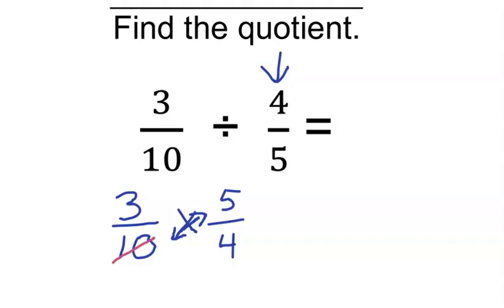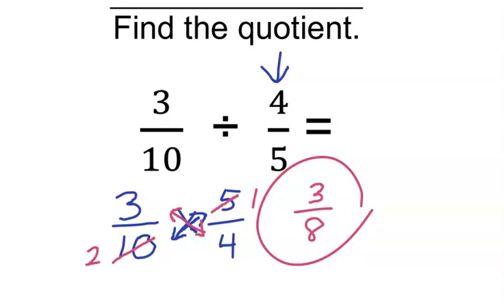5 goes into 10 twice. 5 goes into 5 once. All right, so we have that. Can we do anything with the 3 and the 4? No, we can't do anything that direction. So we just multiply across. 3 times 1 is 3. 2 times 4 is 8. 3/8. Can we simplify or reduce that in any other way? Nope, that's it. So if we're finding the quotient, we do keep, change, flip, and we got 3/8.